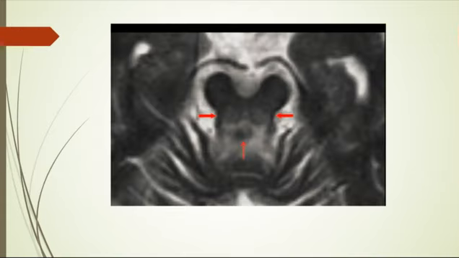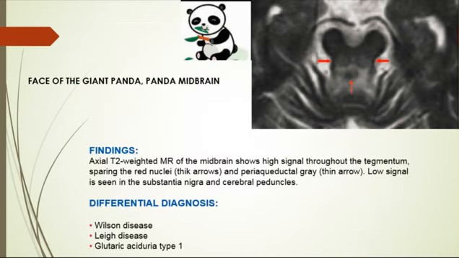What's this sign? What is it called? No, this is not a molar tooth sign. Mickey Mouse or face of a giant panda sign or panda midbrain sign. What does it indicate? What's the differential? Wilson disease. What else? Leigh disease. Excellent, good. I like it. So this is a face of a giant panda or panda midbrain or Mickey Mouse sign, whatever you like.